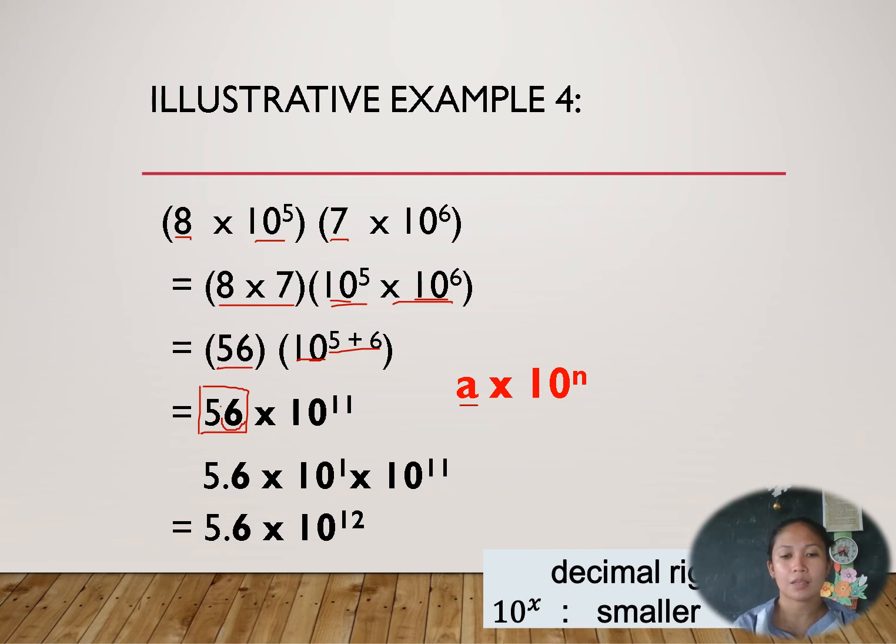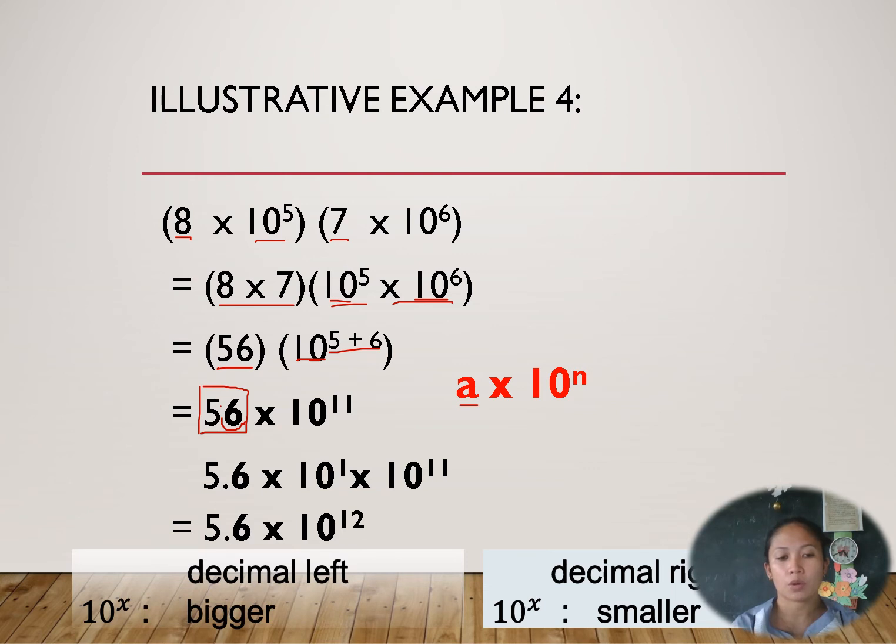So it means that the decimal, or the power of our 10, will become bigger. So that is 5.6. We move only once. So times 10 to the power of 1 times 10 to the power of 11. So that will give us 5.6 times 10 to the power of 1 plus 11, applying the product of a power. So 1 plus 11 is equal to 12. So we have now the final answer, which is 5.6 times 10 to the power of 12.